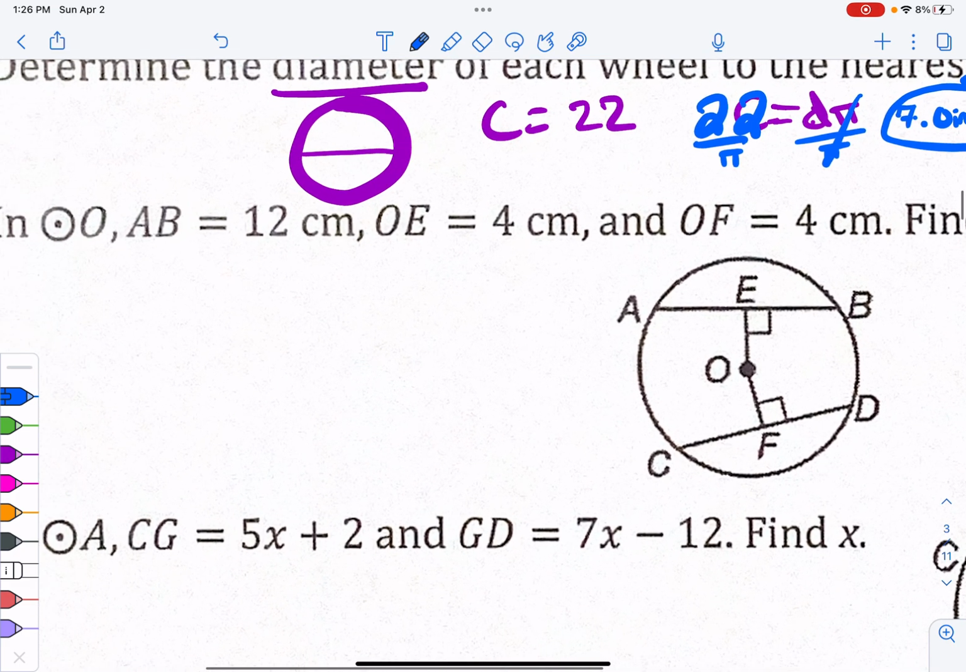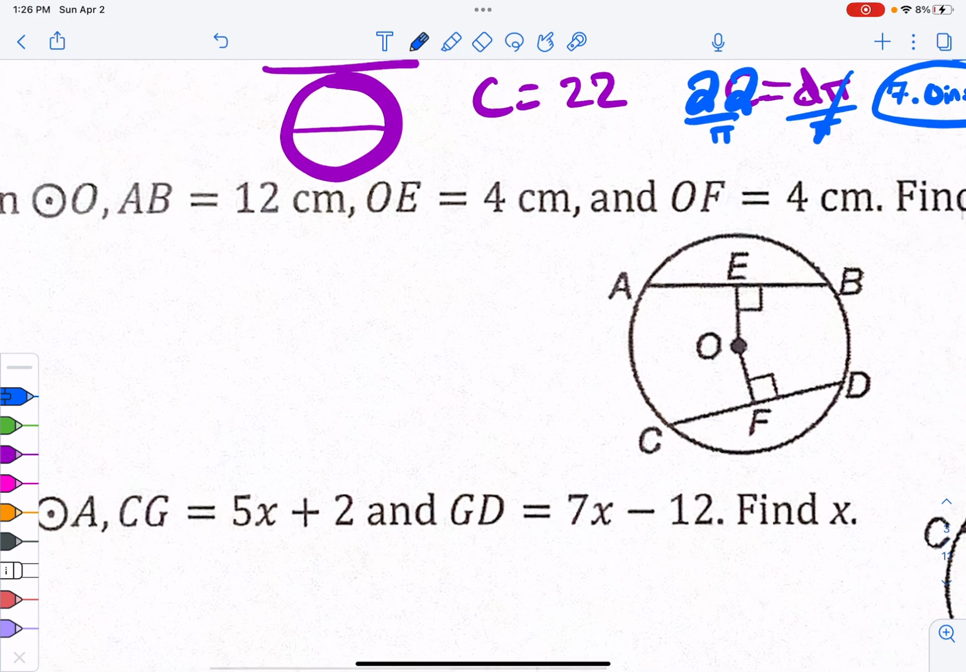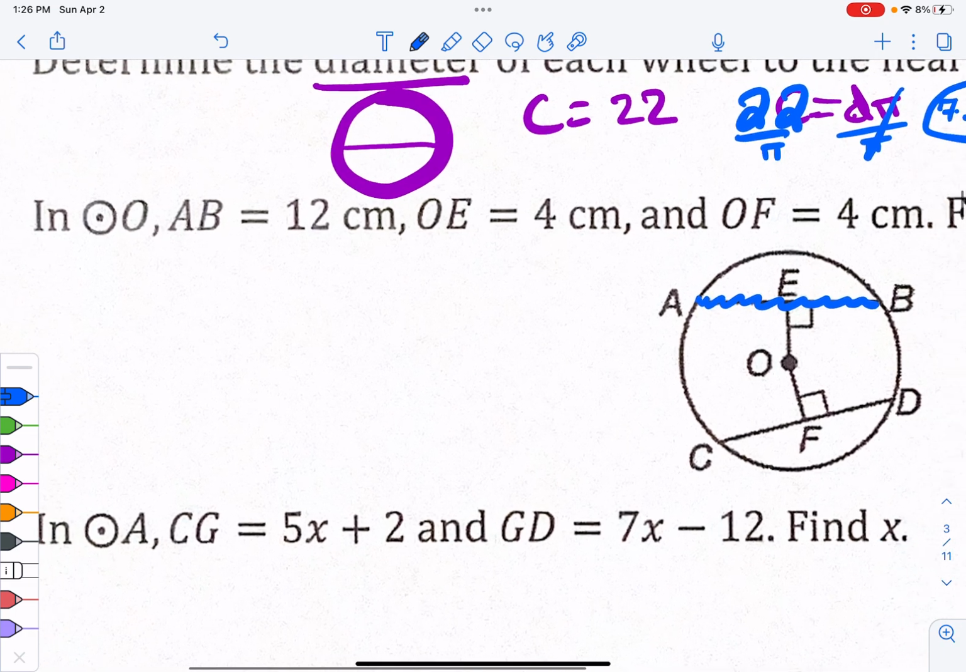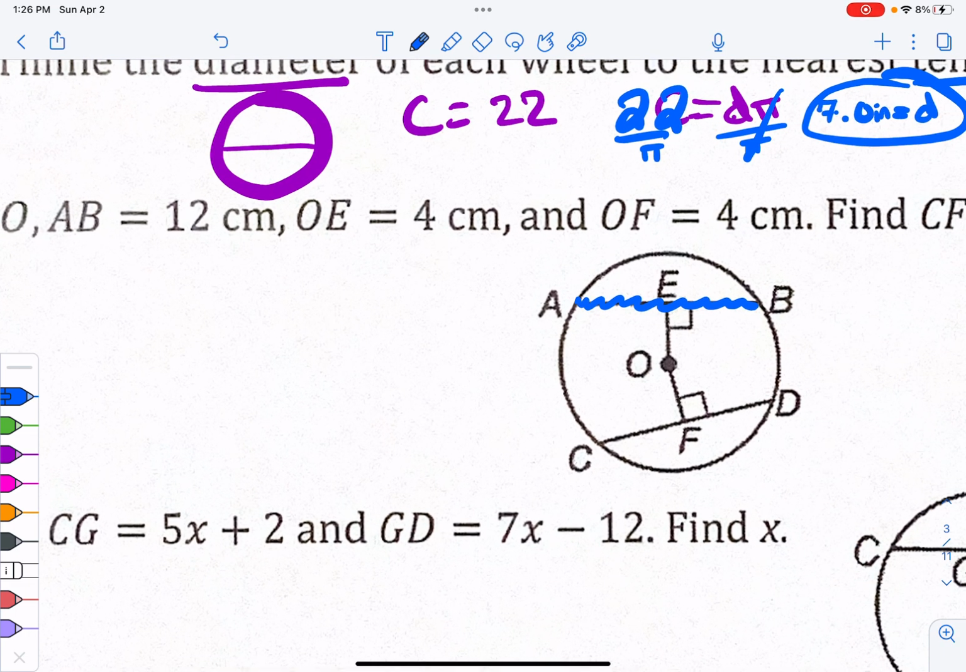All right, next we have AB. This little chord right here is what that's called. That's a chord that goes from one end of the circle to the other, and that is 12 units. And then OE, this little chunk right here, is 4, all right?